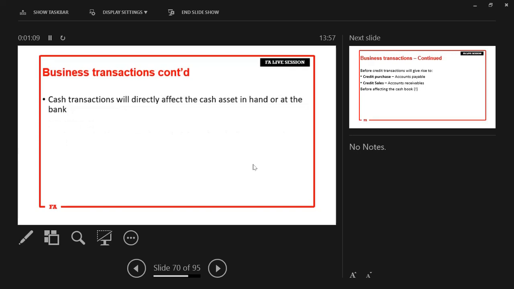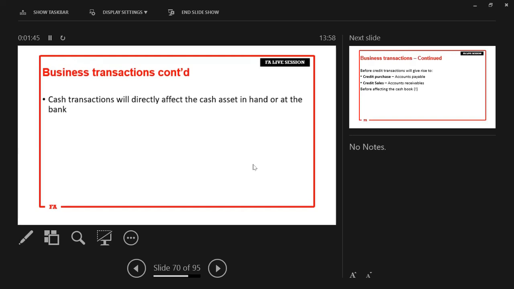All right, let's proceed. Cash transactions would directly affect the cash asset in hand or at the bank. And therefore, in most cases, we find that cash transactions are not complicated to deal with. They're not complex. In fact, if we were to take the route of cash accounting, then there wouldn't be need for many positions in accounting. Because you remember there's a position called credit control manager.